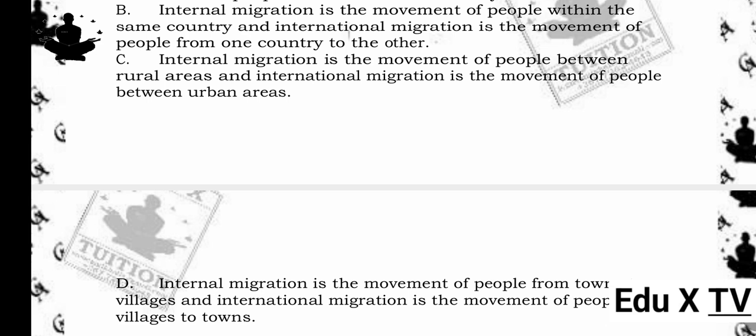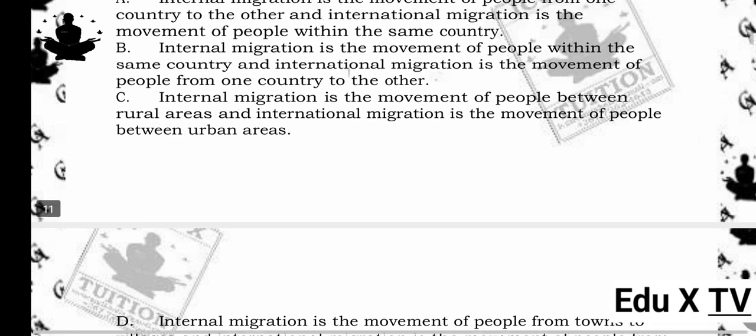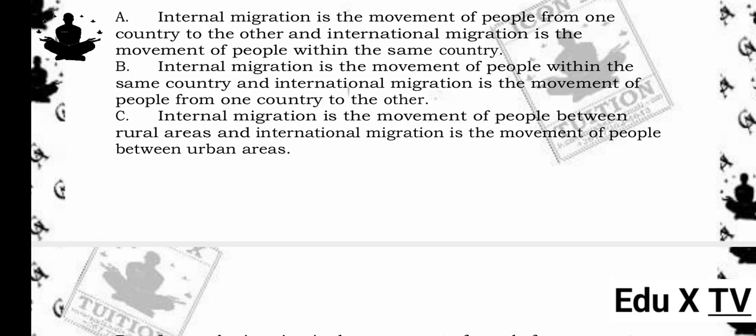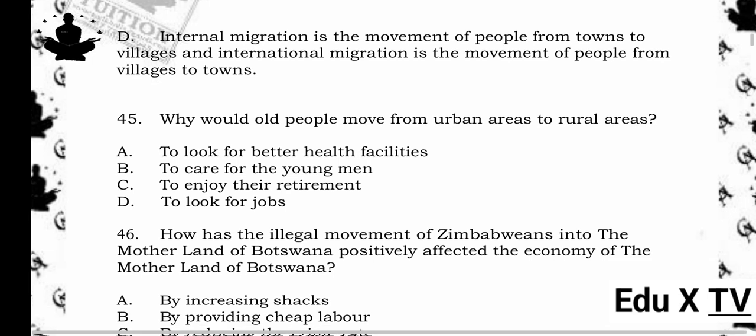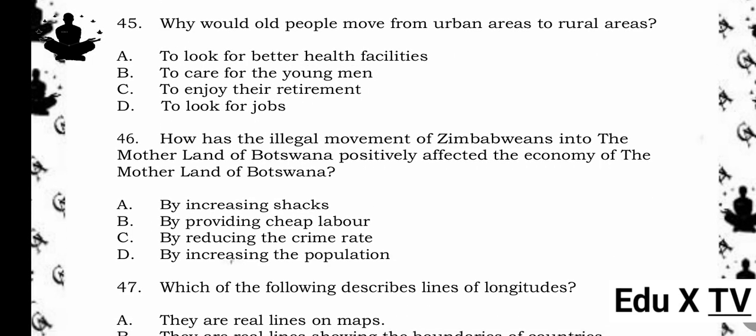The answer is B. Internal migration is the movement of people within the same country, and international migration is the movement of people from one country to the other. Reason being, this is the correct definition of both types of migration. Internal equals same country. International equals between countries.